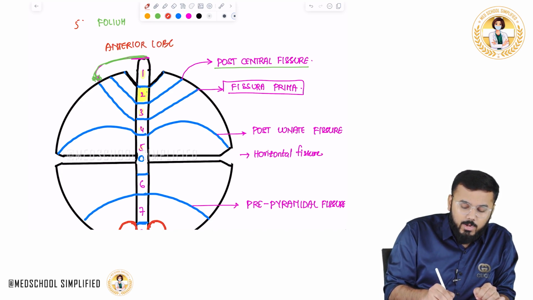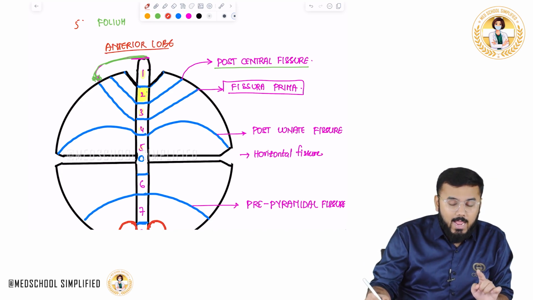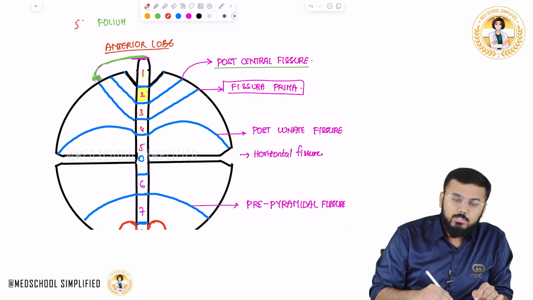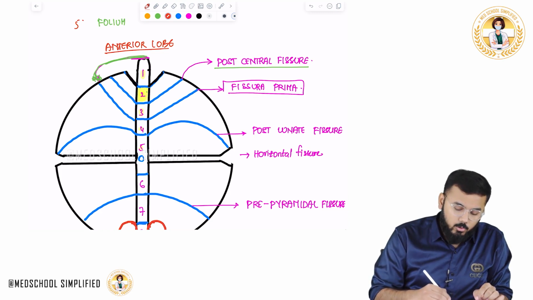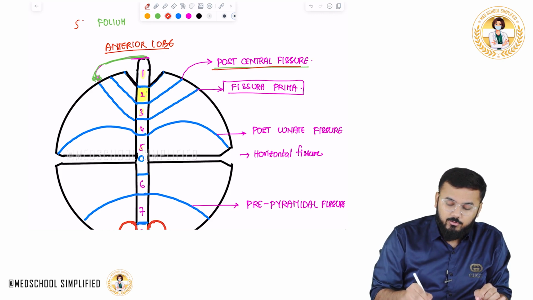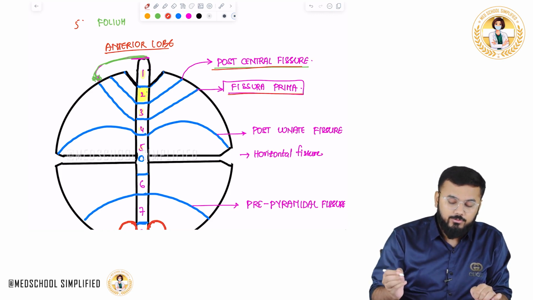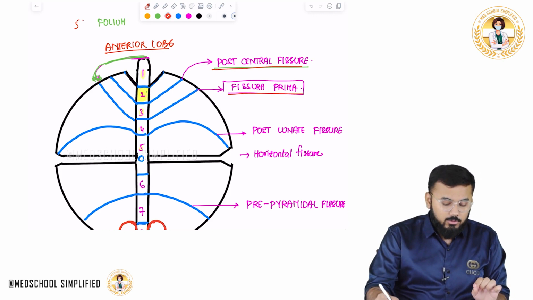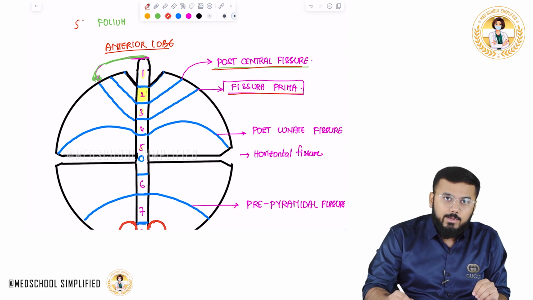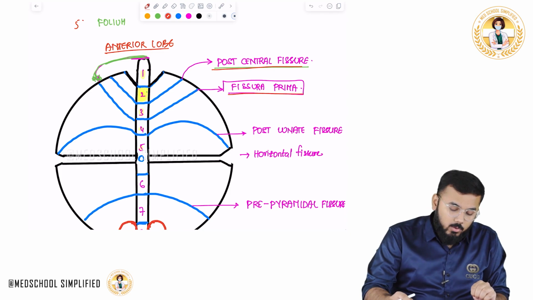If I ask you what the anterior lobe consists of: it consists of the first lobule, second lobule, third lobule. It consists of the postcentral fissure. It consists of fissura prima. So this is what is called your anterior lobe. Now the discussion of the anterior lobe is done. Now let us discuss the posterior lobe.